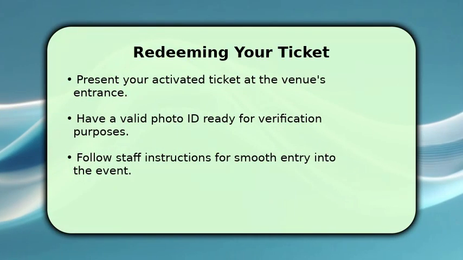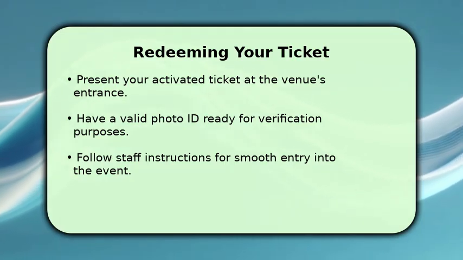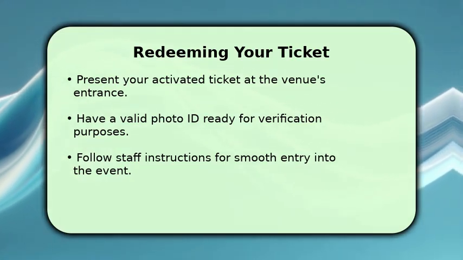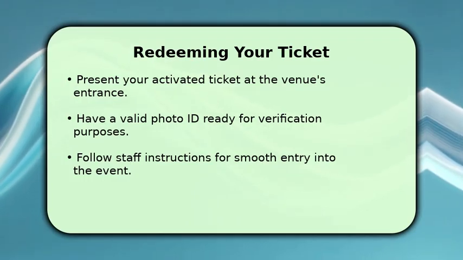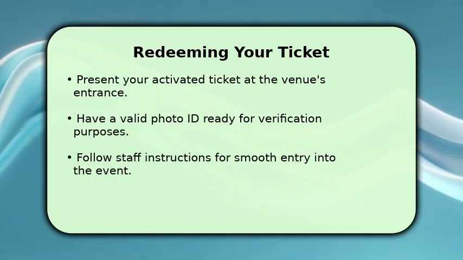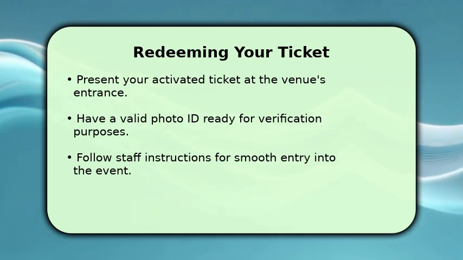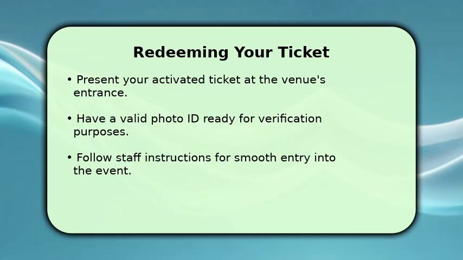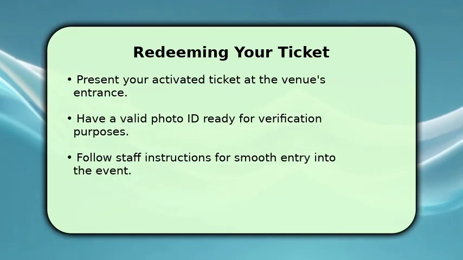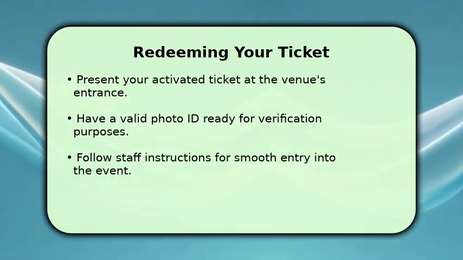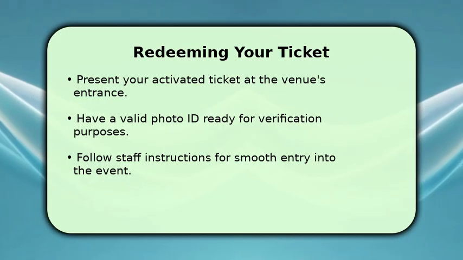With your ticket activated, redemption is simple. Upon arrival at your event or attraction, present your activated Aurora ticket, either digitally on your phone or as a printed copy, to the staff. They will scan or verify your ticket. Remember to also have a valid form of photo identification ready, as this is often required for entry verification.